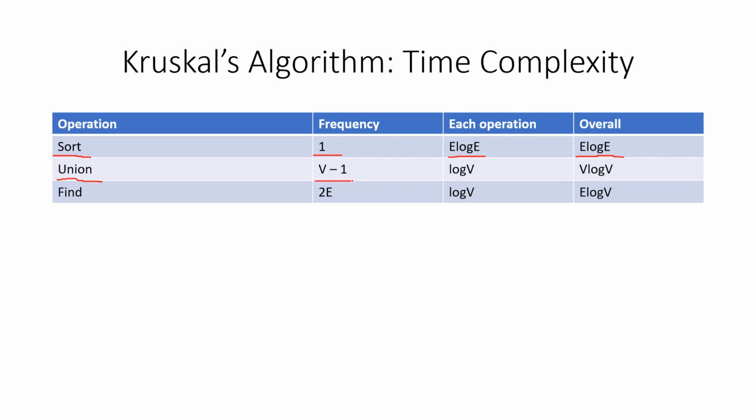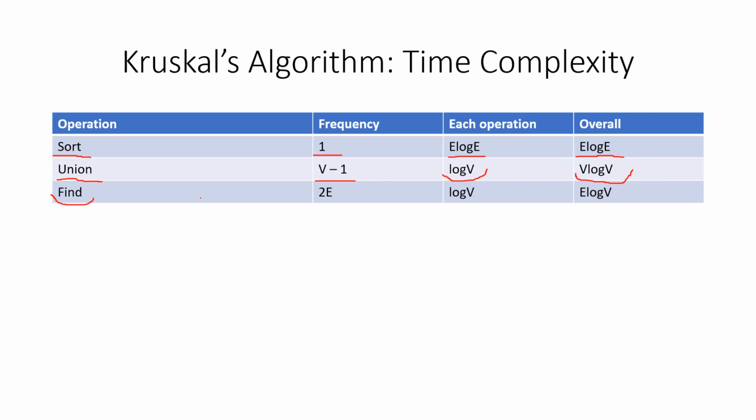It takes V minus 1 times because we need to connect all the vertices, and each operation would take log V. If you remember from the previous lecture, we covered union find, and if we use weighted union find, we get the most optimized time complexity. So here log V means that we use weighted union find, and the overall time complexity is V log V, because the frequency is V minus 1 and each operation takes log V time.